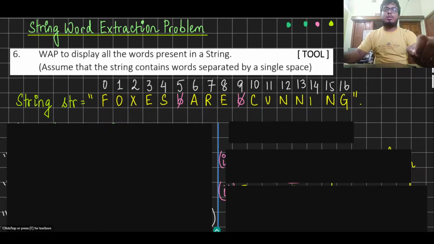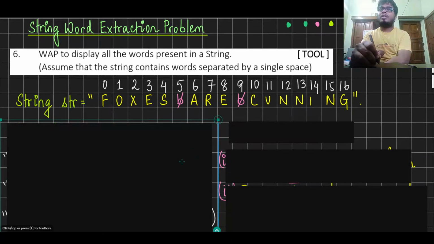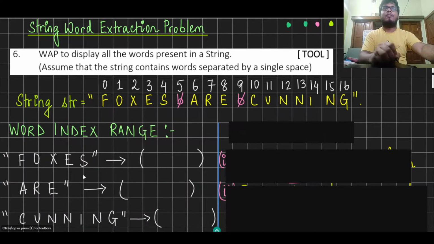Alright, so in this video, we're going to take a look at the algorithm behind extraction of words from a string. So this is the string that we are dealing with: "Foxes are cunning." Now, if you are asked to tell what are the index ranges where the words occur, then what should your answer be? So the first word that we have is foxes, right?